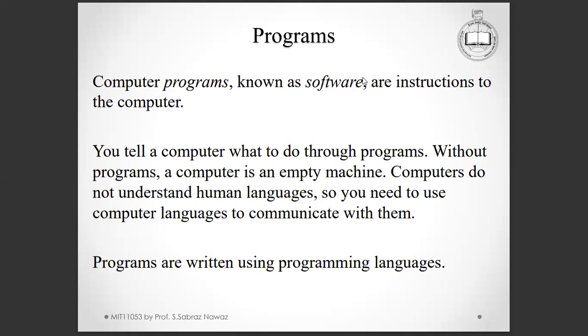So this is the fundamental. This is where you are going to start with the very basics. Computer programs, also known as software, are instructions given to the computer. You are asking the computer to do something in some way, and we will see what that way is. We are giving instructions to the computer to perform some tasks for us. That's what we call a computer program.